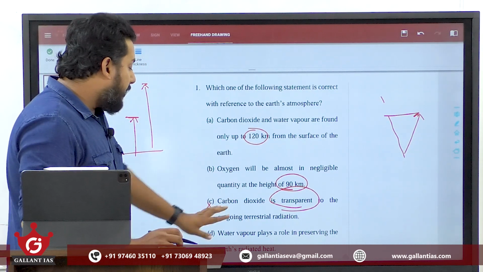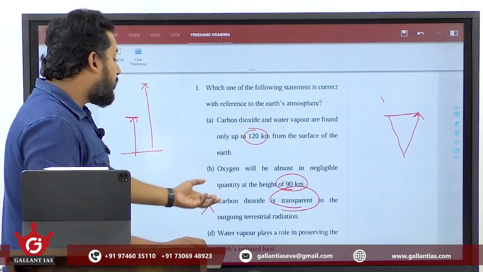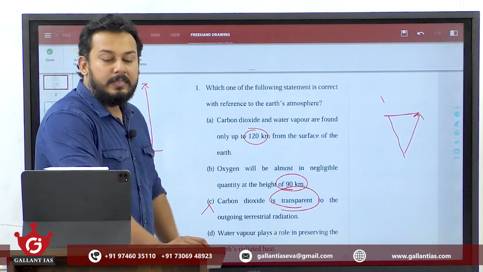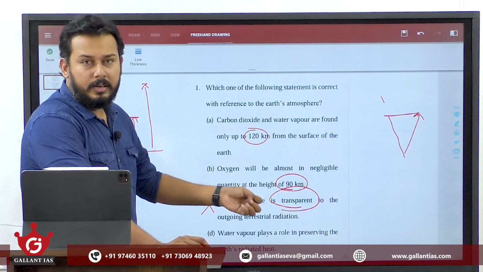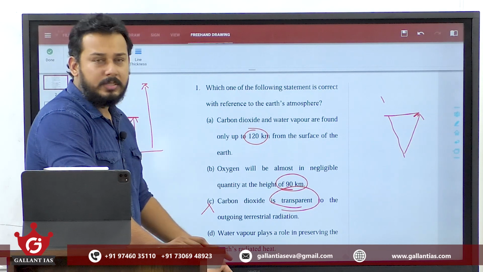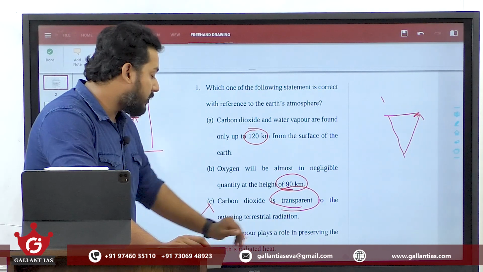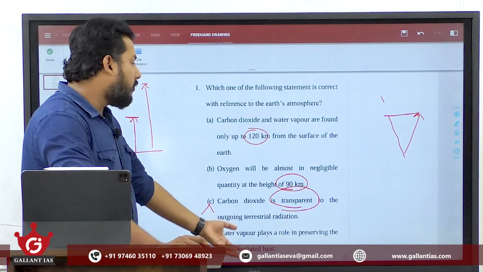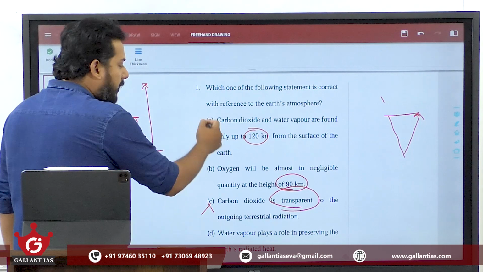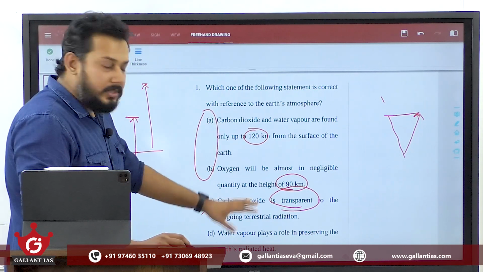If you look at statement D, water vapor plays a role in preserving the Earth's radiated heat. It's a very general statement. It is simply saying that it plays a role. Let it be a good role or bad role or whatever it is. It has some impact on the Earth's radiation or preserving the Earth's radiated heat. So if you simply apply the logic, we can't see anything wrong over here. But there are some issues with A and B. So the answer is D.